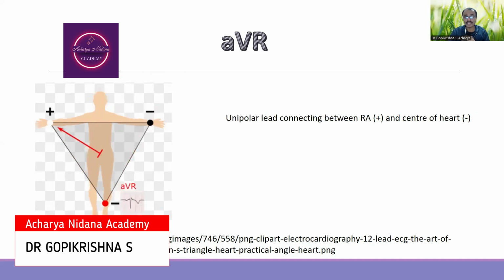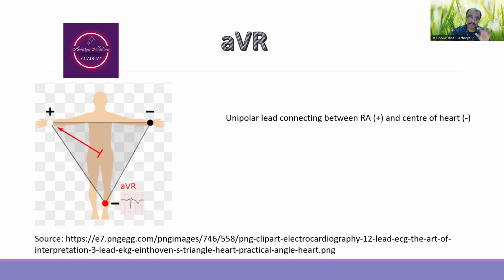When you think about the AVR, it is nothing but a unipolar lead. Here the positive electrode will be connected to the right arm and the negative electrode will be connected in such a way that it will be at zero potential. So this particular unipolar lead will be recording the electrical potential generated, and no potential difference will be observed on the negative electrode side. That means the center of the heart can be considered here as far as the negative electrode is concerned.